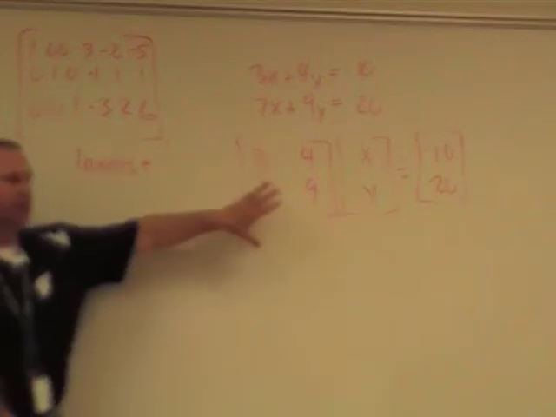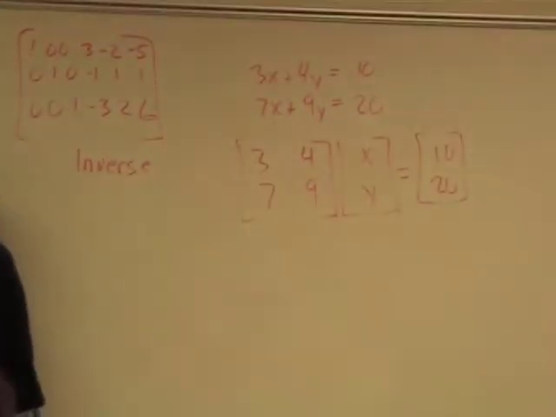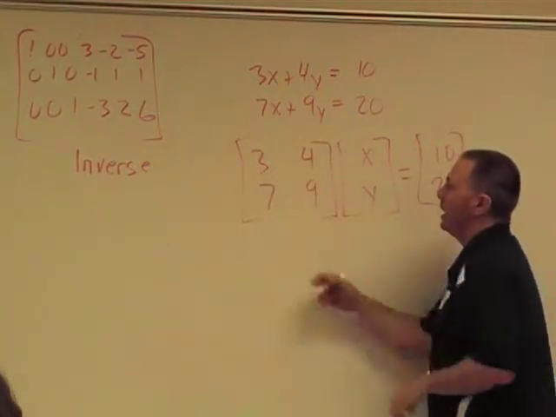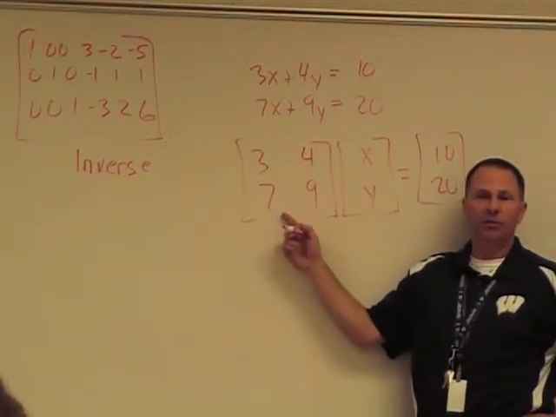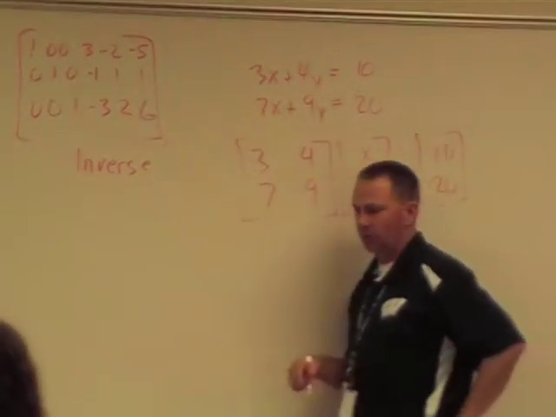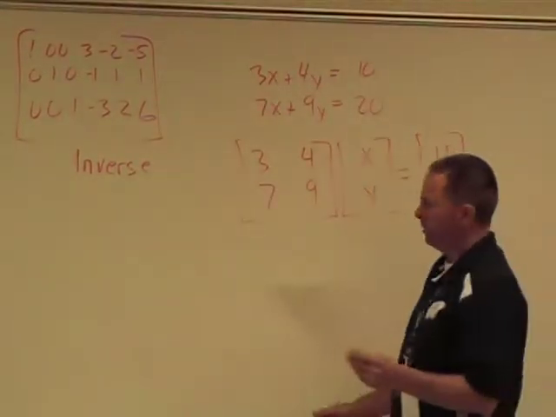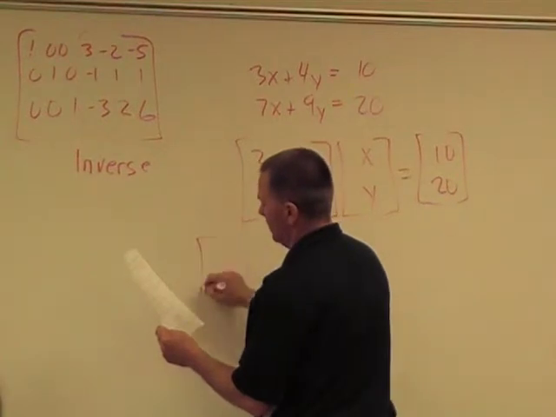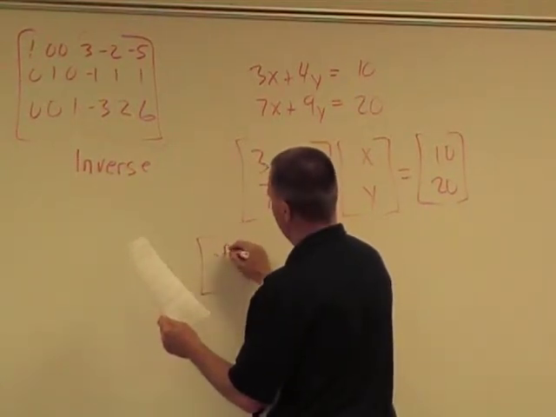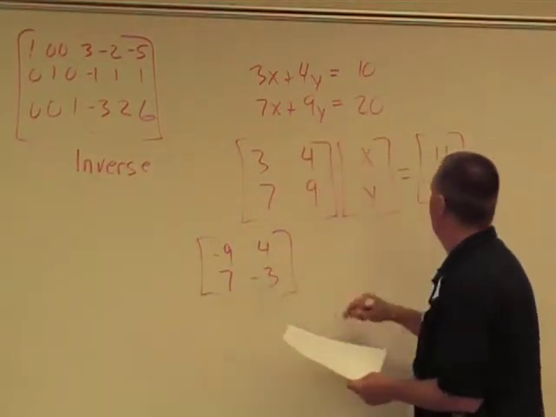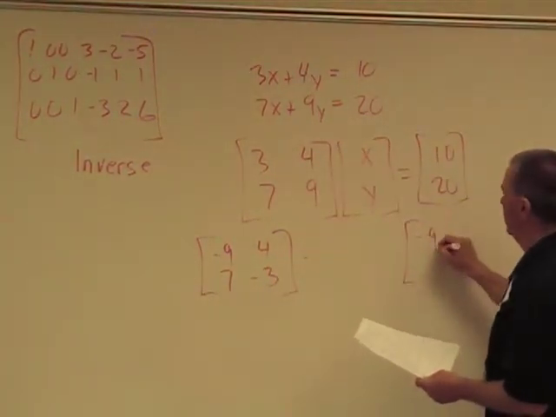How do I solve this? The exact same way you solved this. Now, what did you do yesterday? Yesterday in your notes, I gave you this, and we figured out what the inverse of the 2 by 2 was. What was the inverse? You guys remember? If we multiply both sides by the inverse, here it is, it's negative 9, 4, 7, negative 3. That was the inverse.